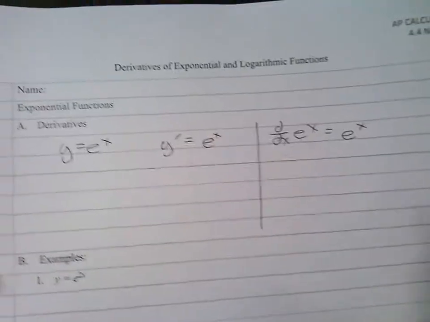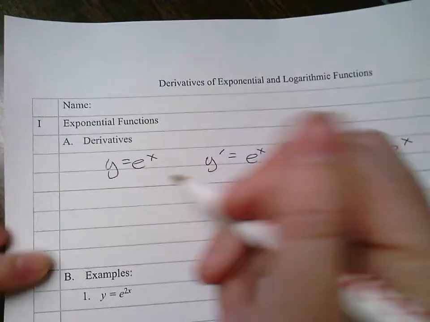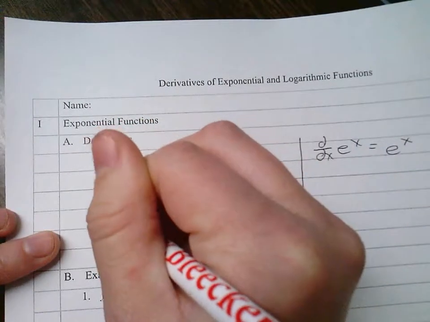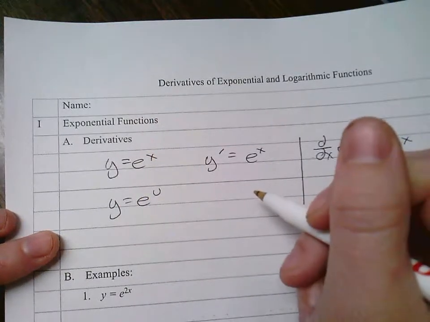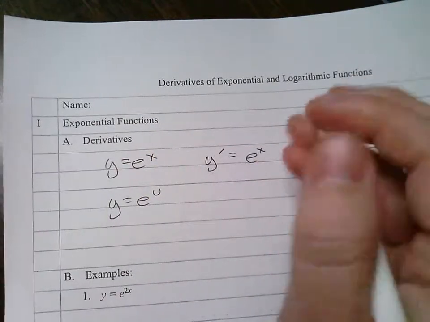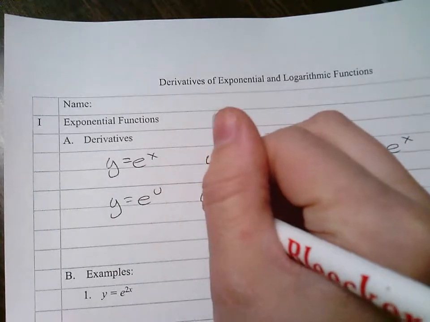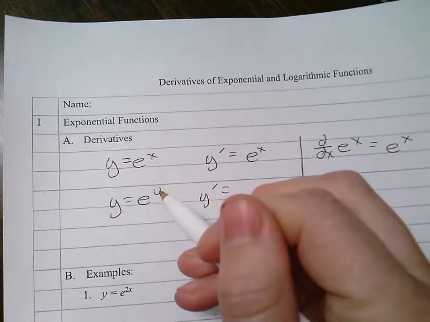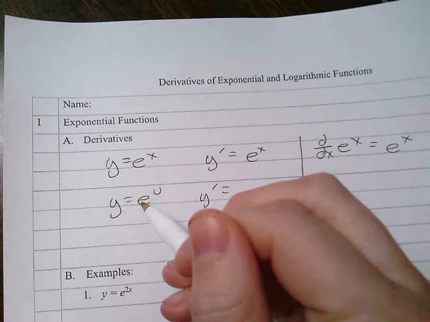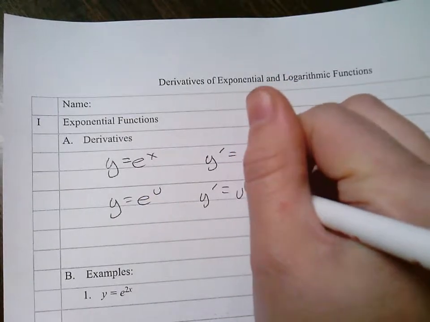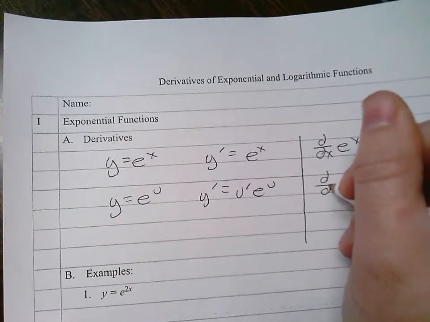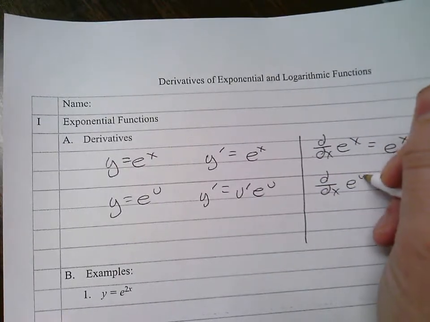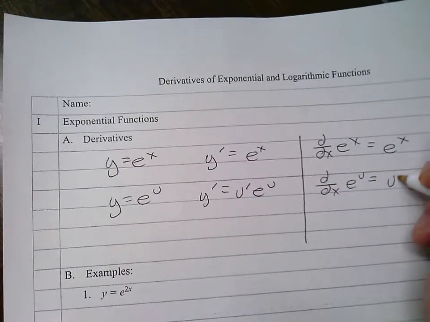Okay? And then let's say we have y equals e to the u. So this is going to be the chain rule of sorts for this. So it's going to be the derivative of u times e to the u. Here is the other way: equals u prime e to the u.